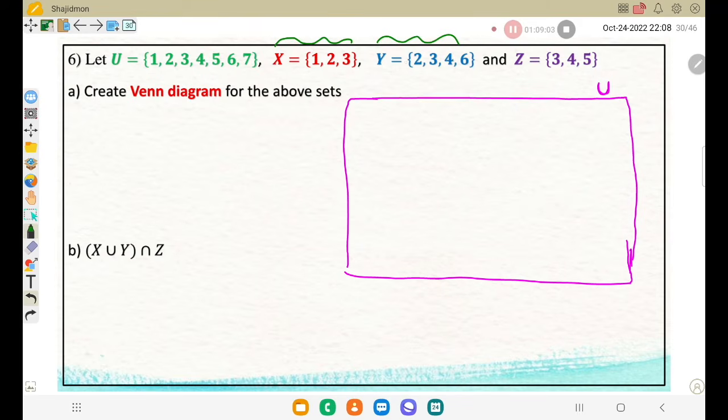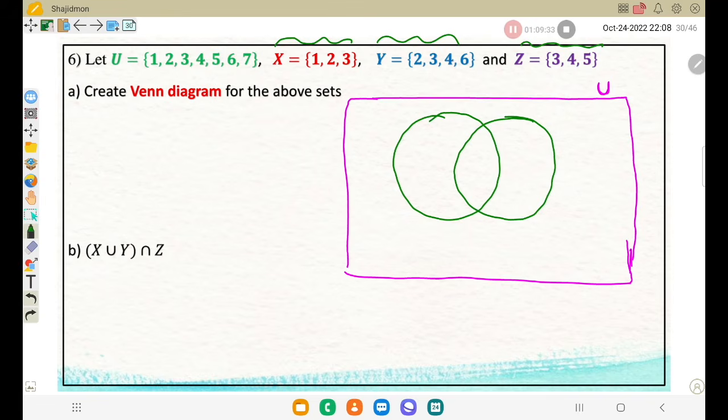Y and z, is there any common number? Y set and z set? Yes. What are the common numbers? 3 is common in both. 4 is common in both. So y and z also have common numbers. Now x and z, that also has a common number, because 3 from x is coming in z also. So there is a number common to all the sets together. So when you are drawing the circles inside, just intersect them like this.